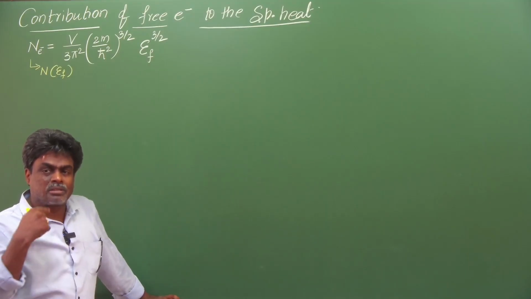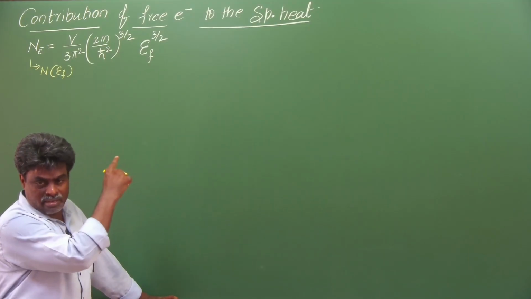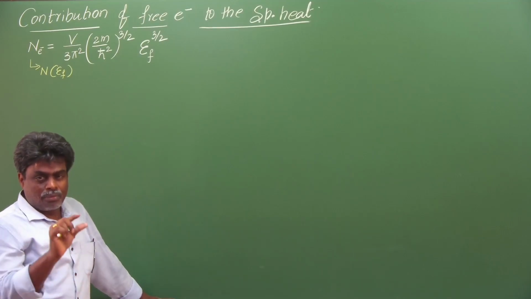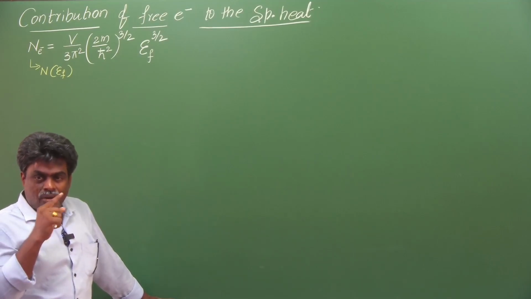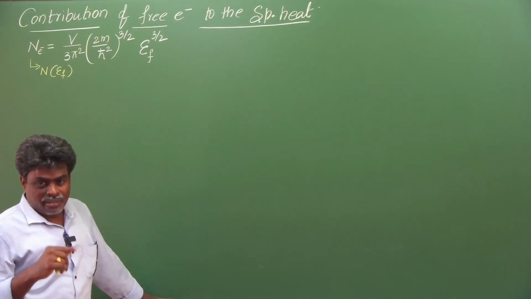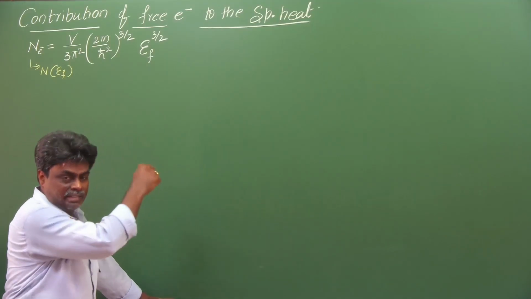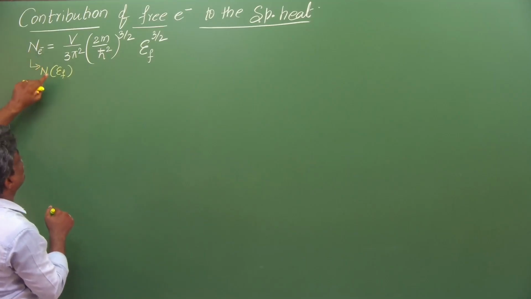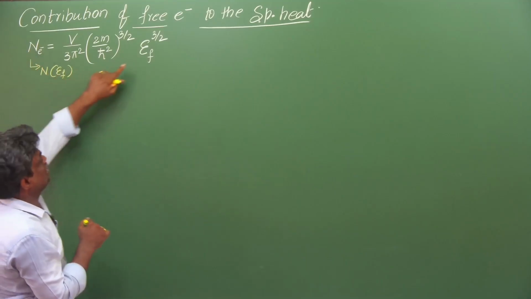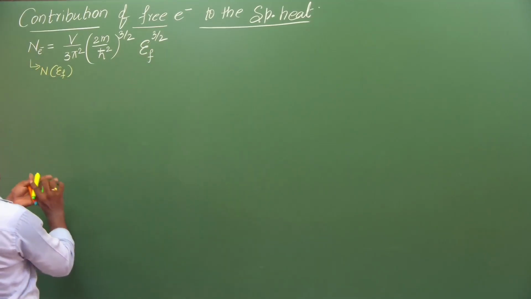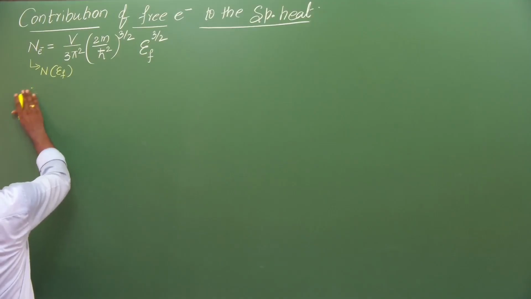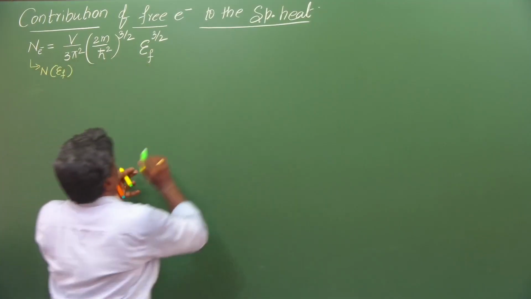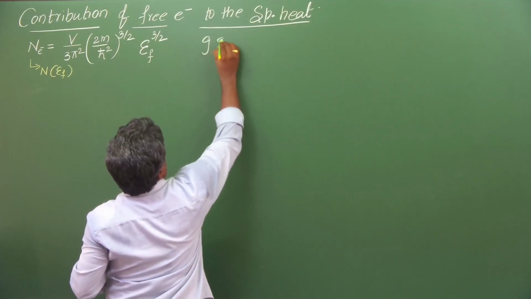While you are explaining, you have to write. Remember this. If you become a teacher, don't explain without writing. While you are explaining, write, then they will understand. So this is the number of electrons up to the Fermi level. That's why this is EF power 3 by 2. Now finally I got this expression, N of EF equal to this much. Okay?